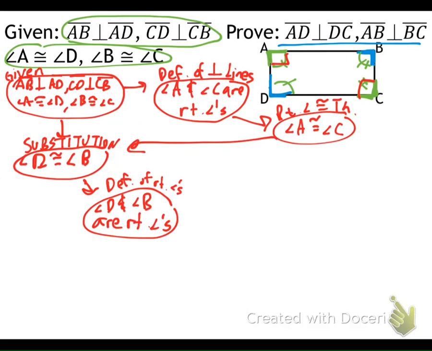All right, from there, since angle D and angle B are right angles, now if you look at the diagram, I'm going to replace these angle signs. Now, since they're right angles, the lines are perpendicular. The ones in blue are perpendicular, which is what we had to prove.